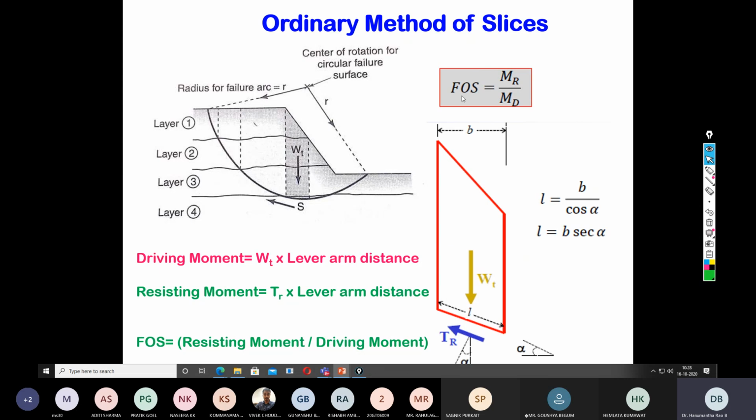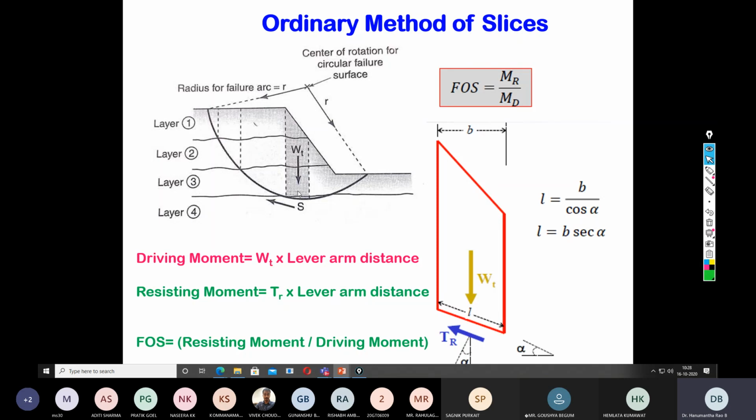So the factor of safety can be defined as the resisting moment divided by the driving moment. Here, the resisting moment is the shear strength developing all along the arc length, that is S, multiplied by the lever arm distance. Now in the mass procedure, we have only a single weight of the soil mass and a single lever arm distance. But in the method of slices, we have n number of slices. Therefore, we have n number of weights and n number of lever arm distances.